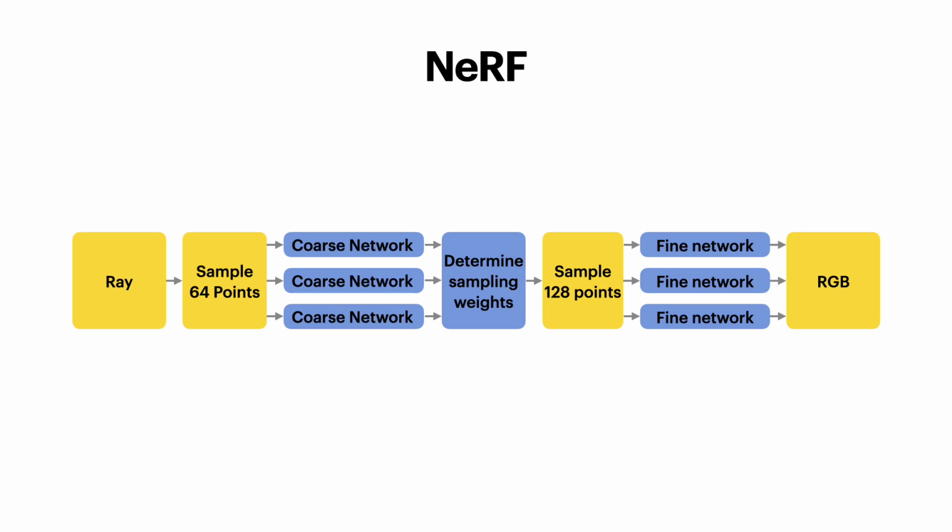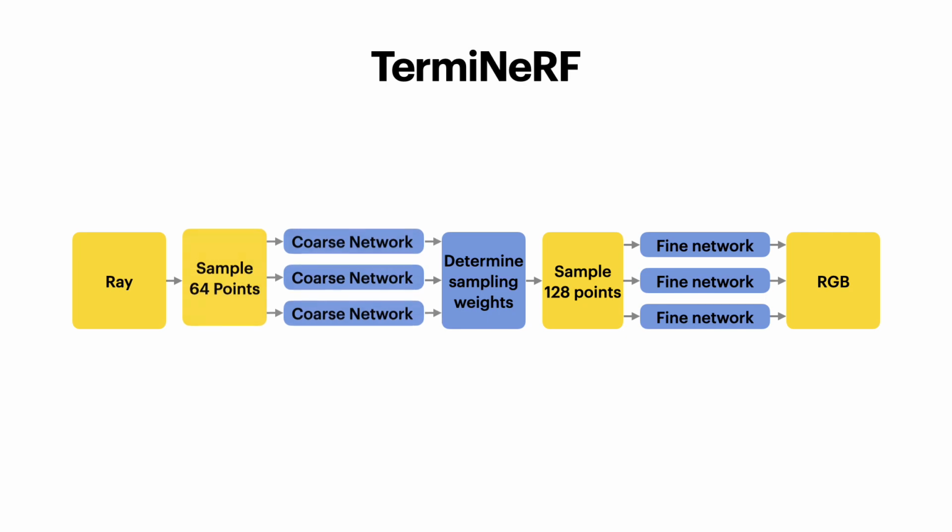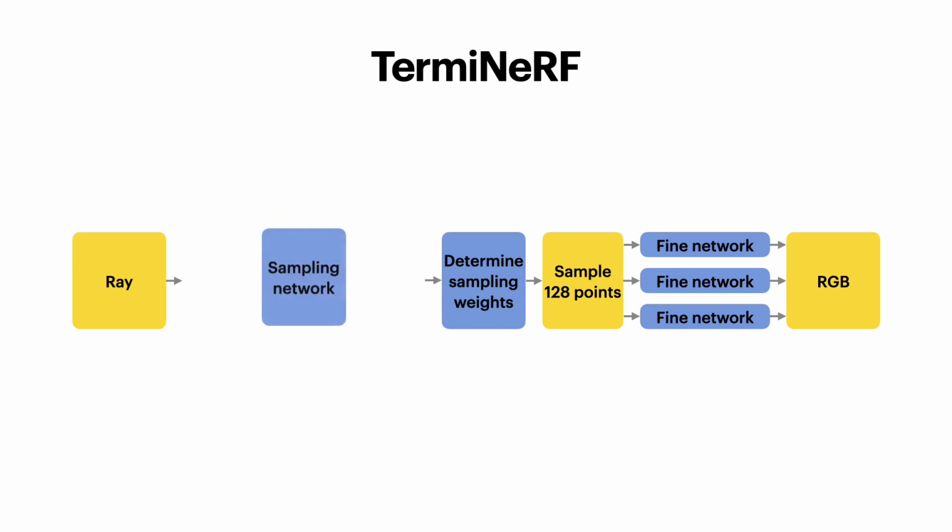When all the points are evaluated with the second, fine network, the results can be aggregated into the RGB color via volumetric rendering. Notice how this approach still requires hundreds of sampled points and network forward passes. Our work on TermiNeRF builds on top of this architecture, where we simply swap out the coarse network with a so-called sampling network. The sampling network takes the whole ray as the input and produces the sampling weights.